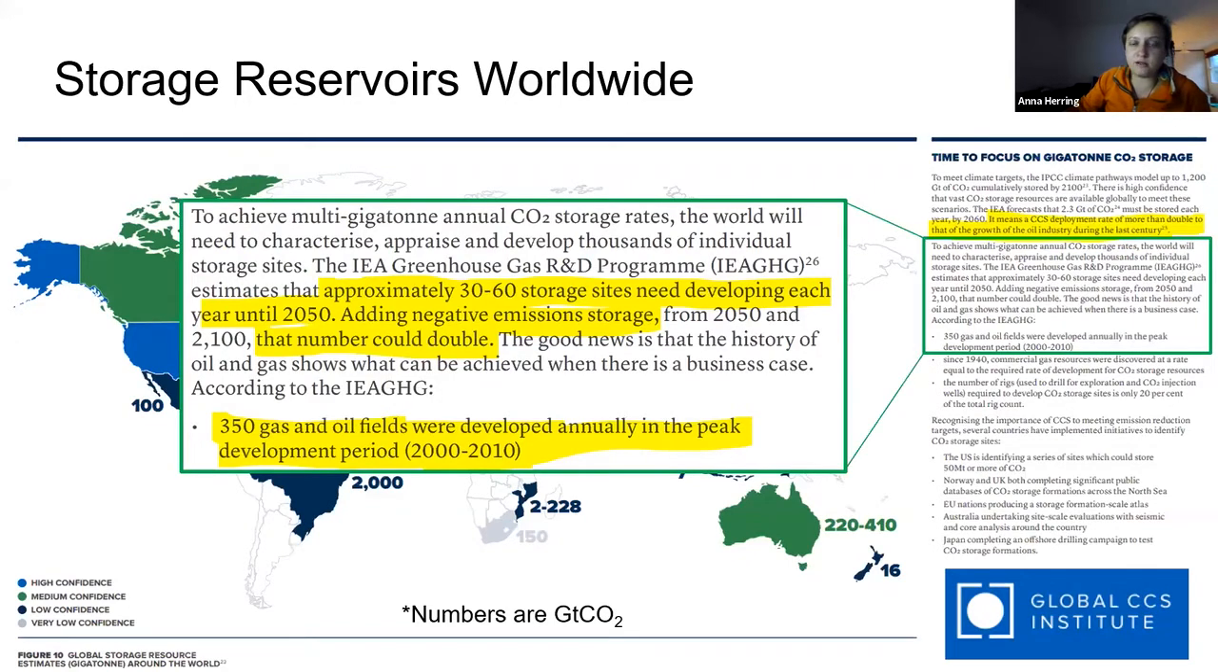So for example, the IEA says that we need to develop 30 to 60 storage sites every year until 2050. And that's only from a mitigation standpoint. So if we want to include additional storage to account for negative emissions, those numbers could double. They do point out that this is feasible. You can compare to oil and gas development in the first decade of this century. But this is still going to be a heavy lift. So we need to get going with developing these sites.